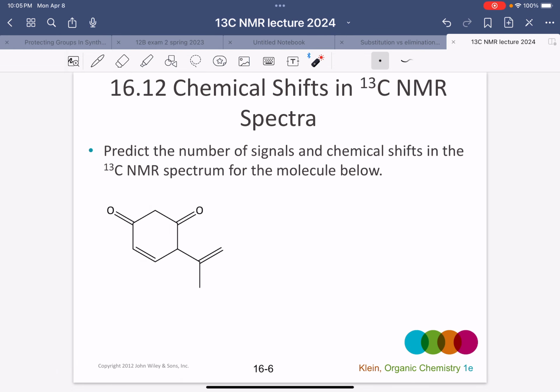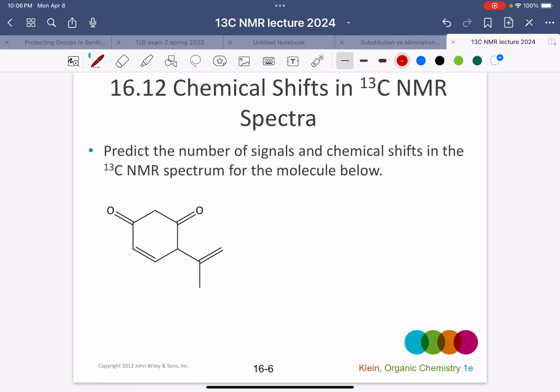So again, we can take a look at this example here and try to predict the number of signals and chemical shifts in the NMR spectrum for the following molecule. Now, there's no symmetry here, okay? There's no planes of symmetry, however we cut this. I mean, there is a plane of symmetry because the top and bottom, or the front and back, look the same, but that's the plane of the screen.